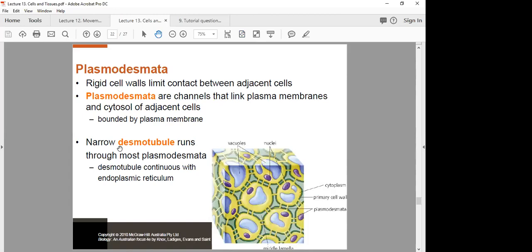Within the plasmodesmata runs a narrow tube called a desmotubule, and the desmotubule is actually continuous with the endoplasmic reticulum. So the desmotubule is connecting the endoplasmic reticulum of one plant cell with the ER of the adjacent plant cell. So there are actually lots of connections between plant cells.